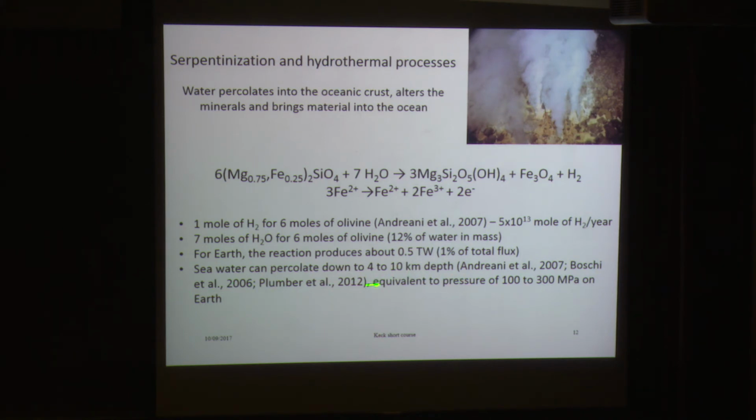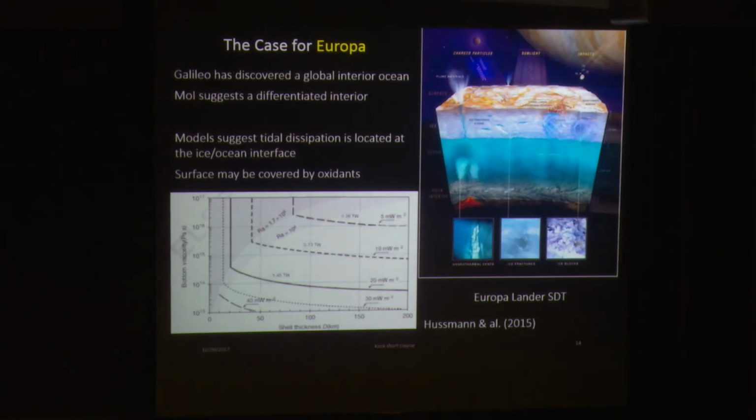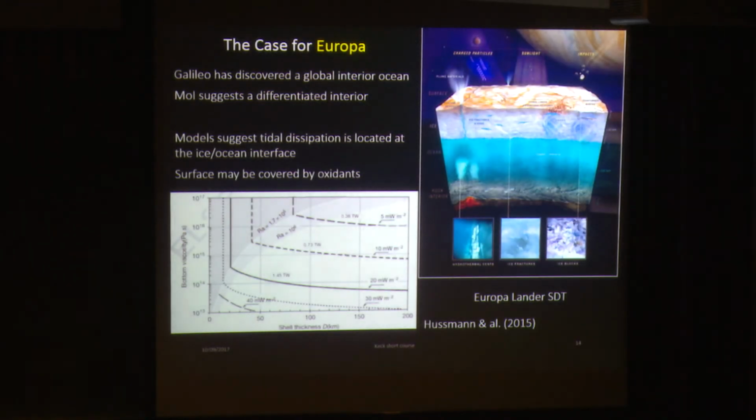There are several papers that have looked at how deep the water can percolate. And so the pressure, that's something we have to keep in mind, is on the order of 100 to 300 MPa here on the Earth. And maybe this is also relevant to Europa, because when we look at the ocean-silicates interface on Europa, depending on the pressure, you may have some idea of how deep the water can interact with the rock.